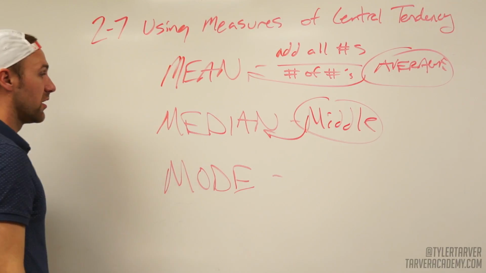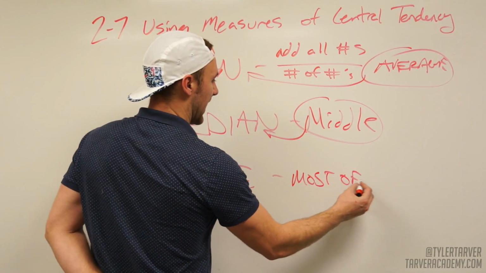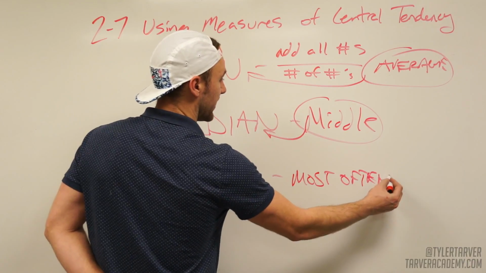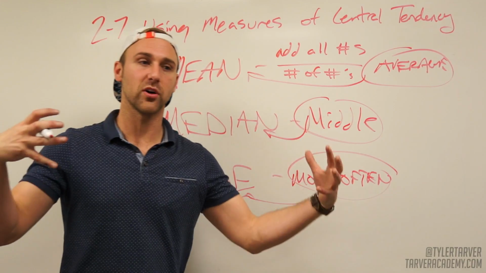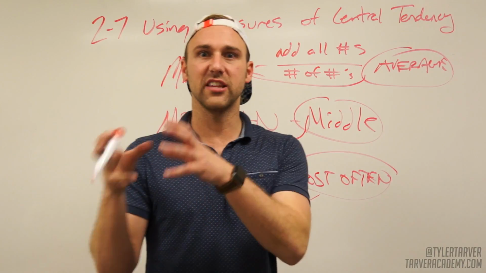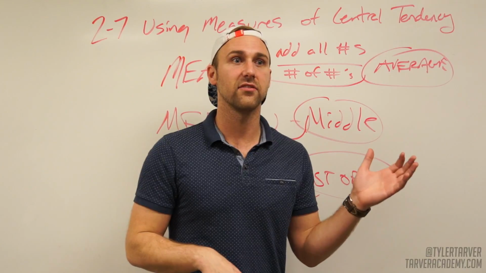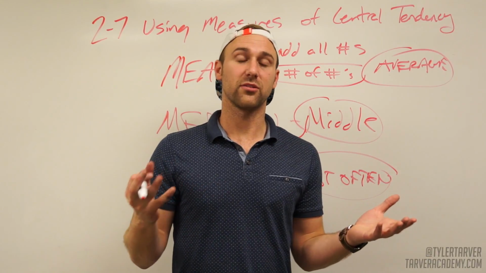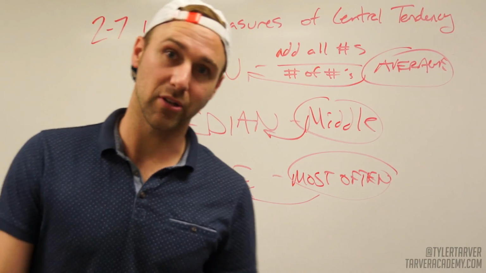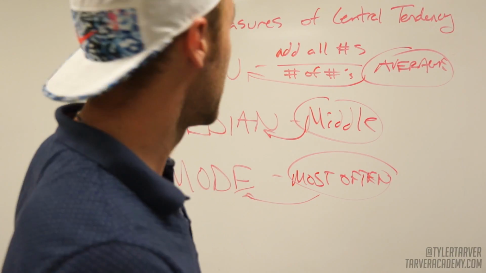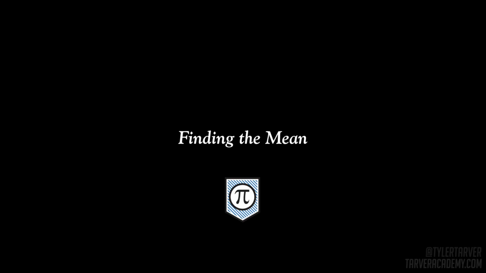And then mode, that's the most often. Wish I could have gotten that in one word. That's whatever occurs most often. If you got a set of numbers, it's whatever you see the most of. Like if you got a chunk like 7, 7, 2, 7, 5, 4, 3, there are 3 sevens in there. So your mode would be 7 because you see the most of it. So those are your measures of central tendency. Congratulations, you just learned something.